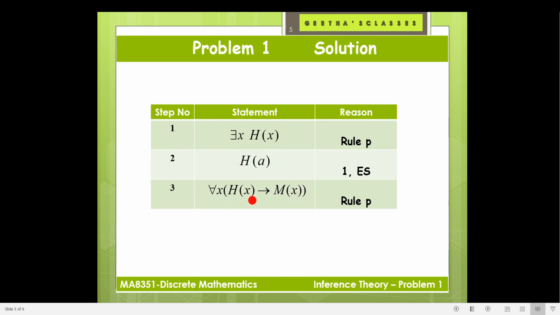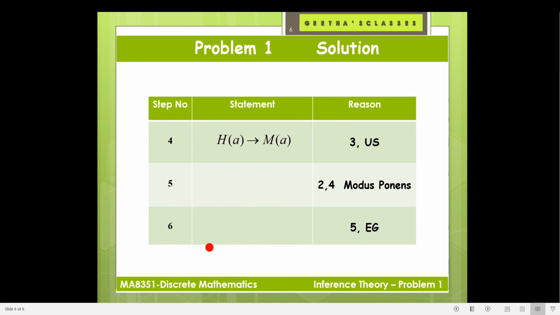Now again we are inserting the given premise: for all x, H of x implies M of x. That is rule P. In the next step, instead of x, we are writing some particular a. So H of a implies M of a. Here, by using universal specification, with step number 3 and US, we write H of a implies M of a.